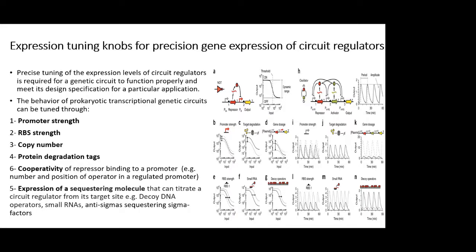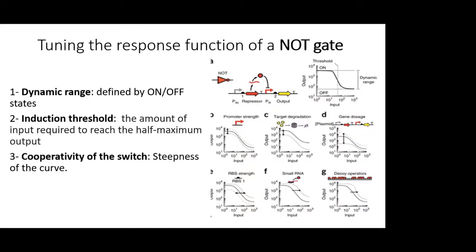There are two examples for such tuning. You could, for example, change promoter strengths. In our case, you have a NOT gate, a NOT logic gate. You have different parameters or characteristics that characterize a NOT gate. A NOT gate simply is a genetic logic gate where if you have an on state, it gives you an off state. If you have an off state, it gives you an on state.